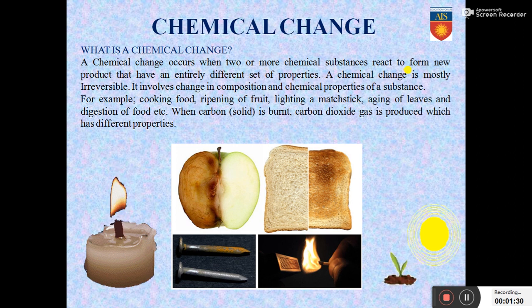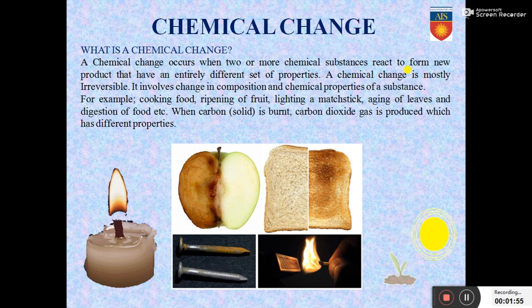If you remember, in the previous video I had mentioned that physical changes do not undergo any change in composition or chemical properties and no new products are formed. But in a chemical change, new products are being formed and there is a change in composition and chemical properties of the substance. Let us have a look at some examples.